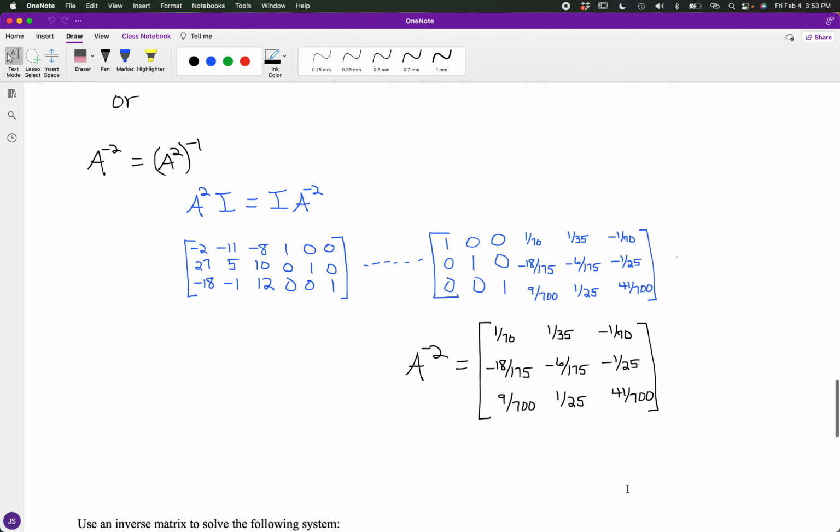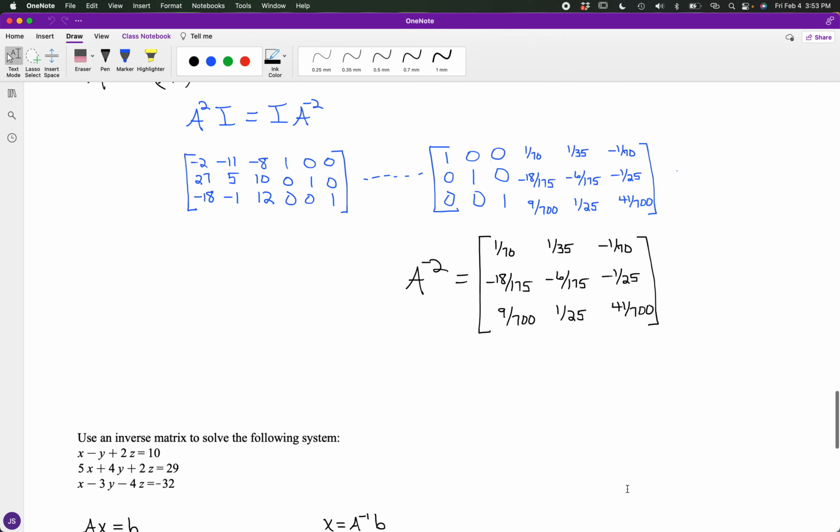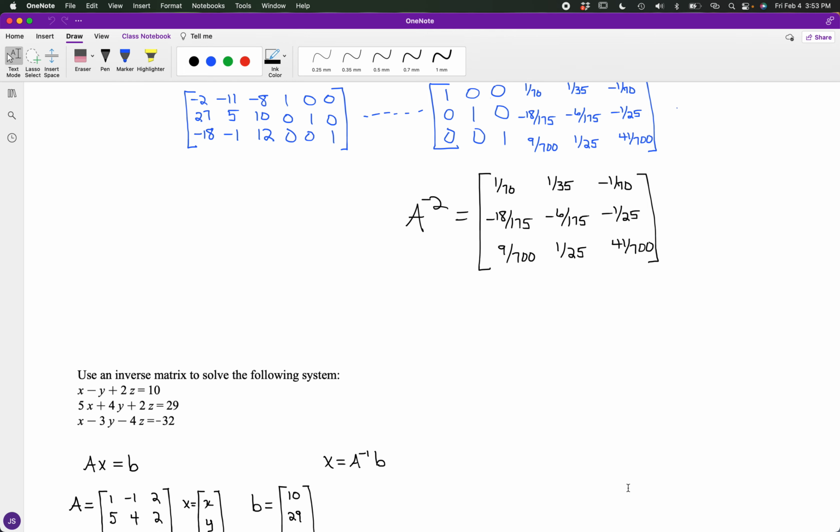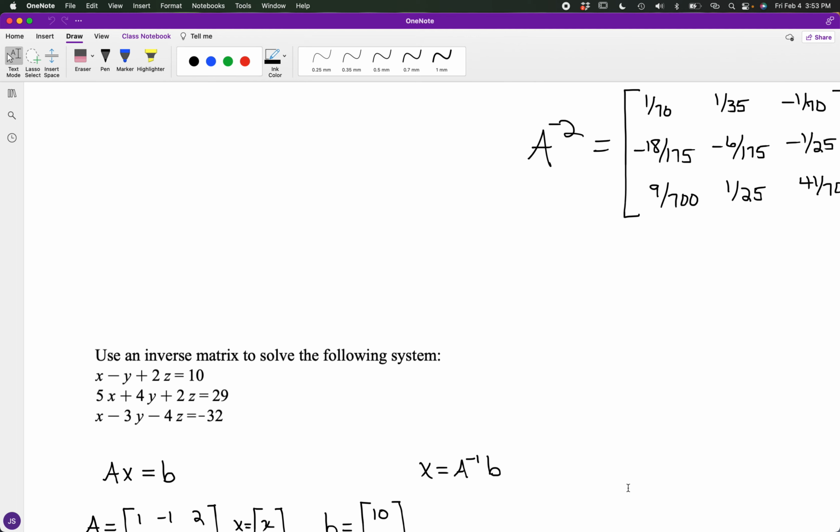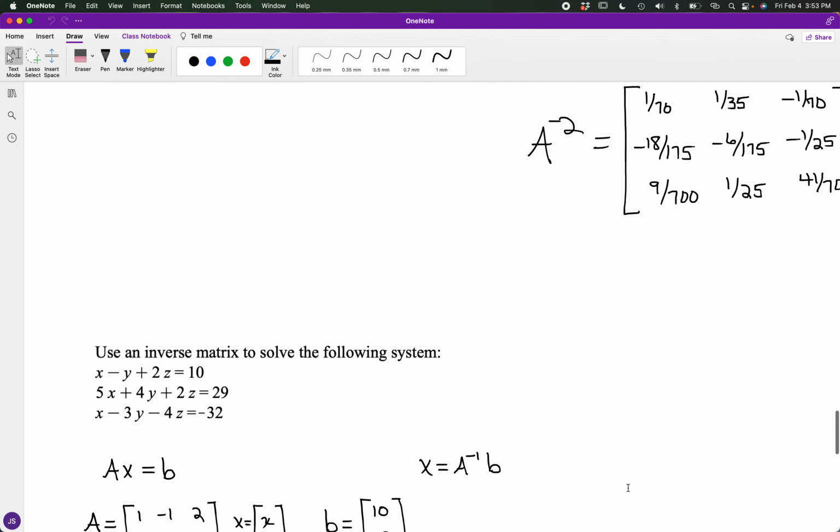All right. And now for a system of equations, if I'm looking at a system that consists of solving for x, y, and z, whereupon x minus y plus 2z is equal to 10, 5x plus 4y plus 2z is equal to 29, and x minus 3y minus 4z is equal to negative 32. So in the setup we have here, A times the solution matrix X is equal to B. And looking at the solution matrix, if I were to isolate upon having arrived at the inverse of A, I'll have X is equal to the inverse of A times B.